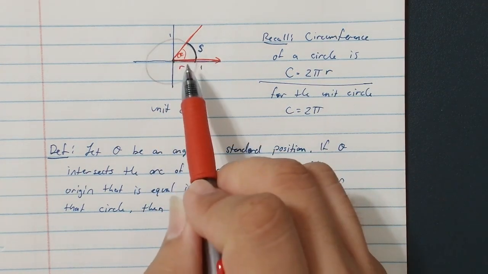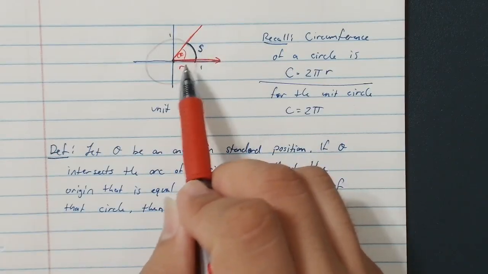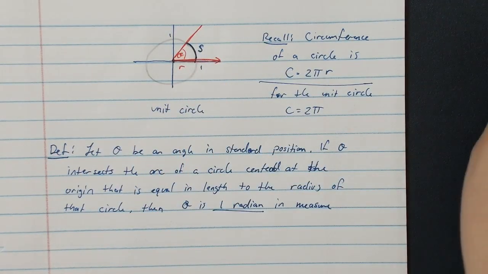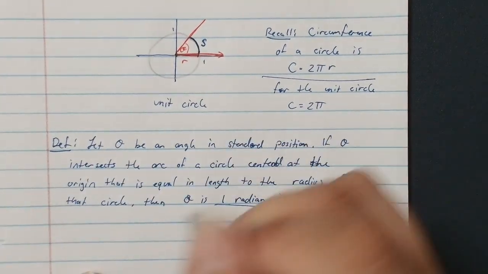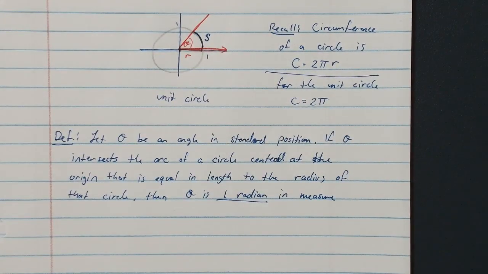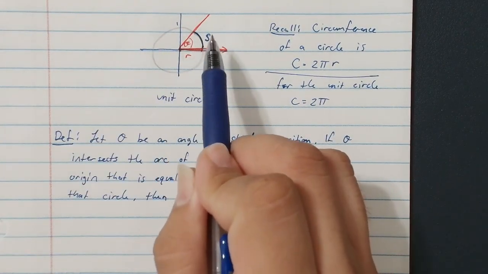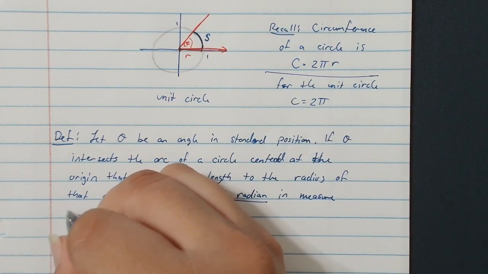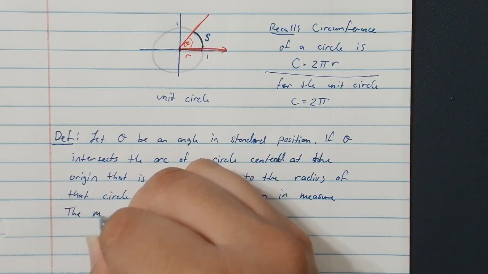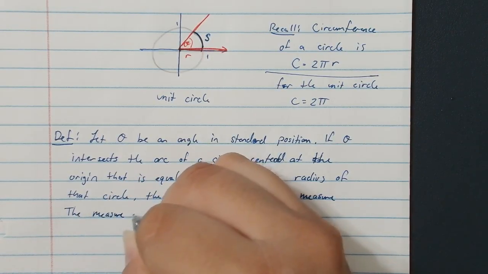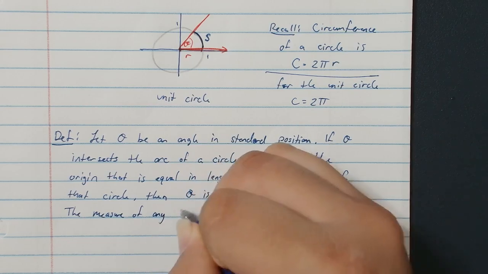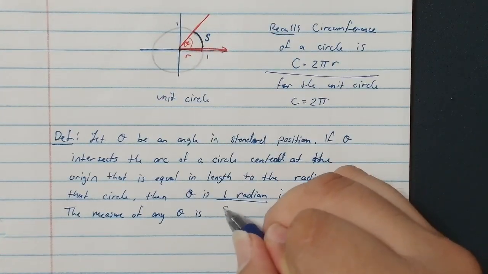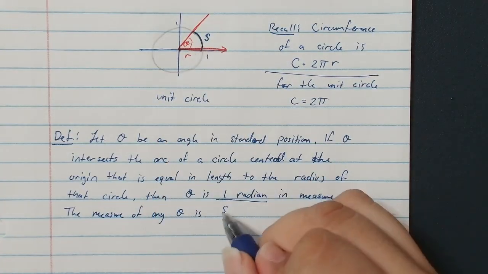Okay, but what if it's not 1 radian? What if these are not equal? Well, again, if S is bigger, then you have more than 1 radian. But we can be a little more precise than that. The measure of theta is going to end up being S over R. Okay, the measure of any theta, whether it's 1 radian or not, is S, which is the length of the arc, over R.